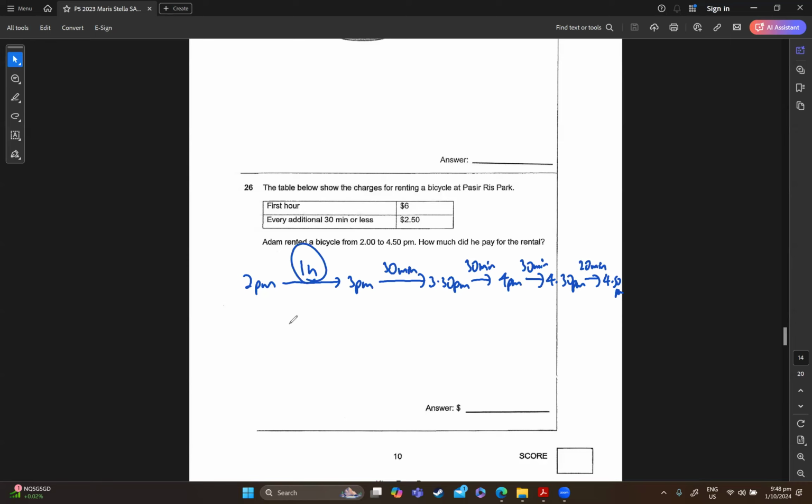So for the first 1 hour, pay $6. Then 1, 2, 3, inclusive of this, 4. So there are 4 of $2.50. So you will get $16. So you have to pay $16 for the rental.